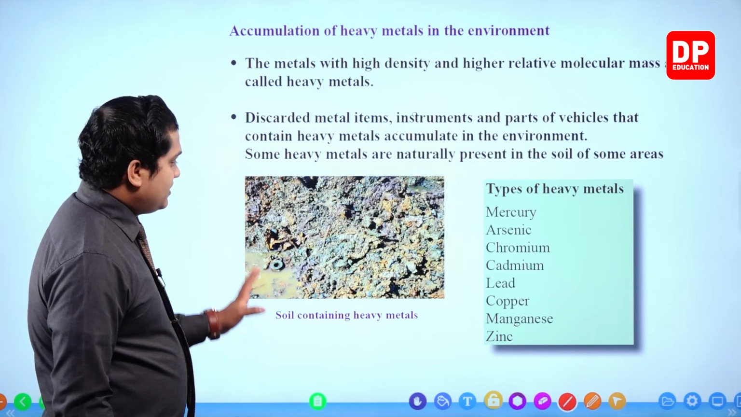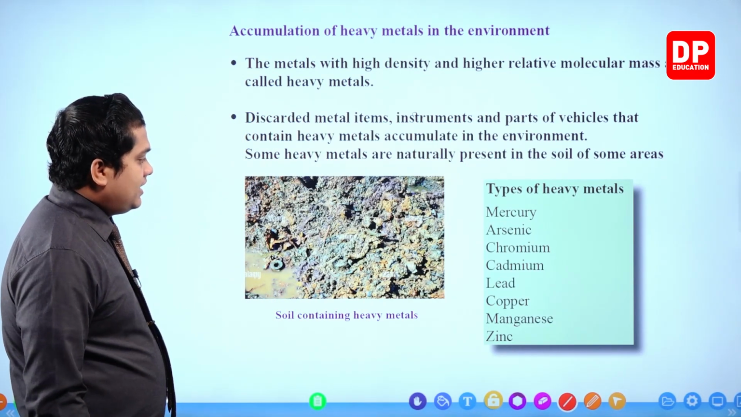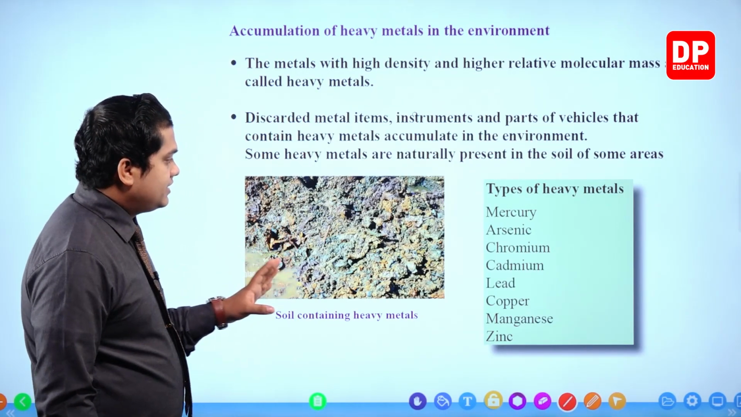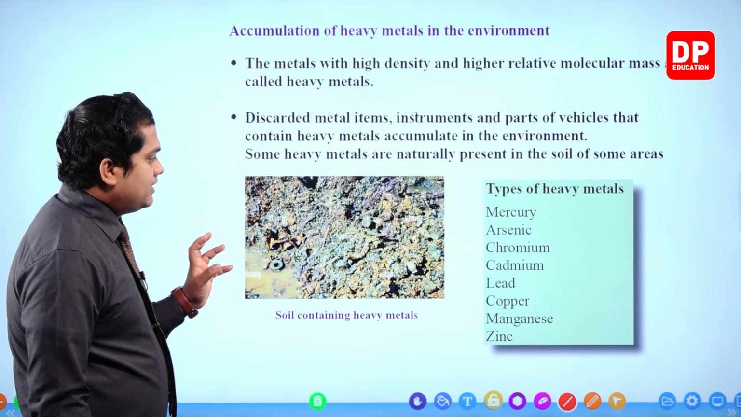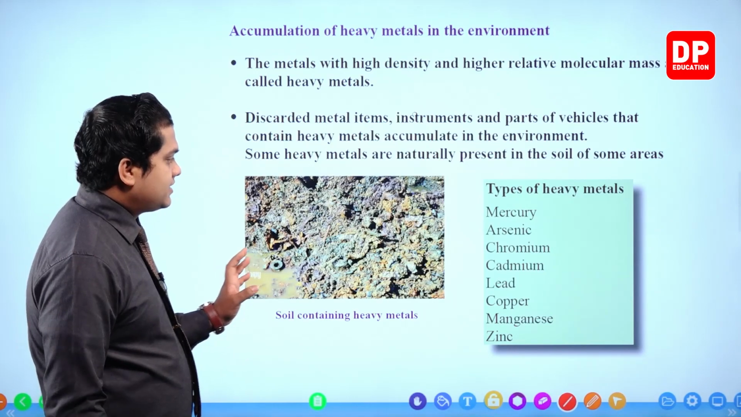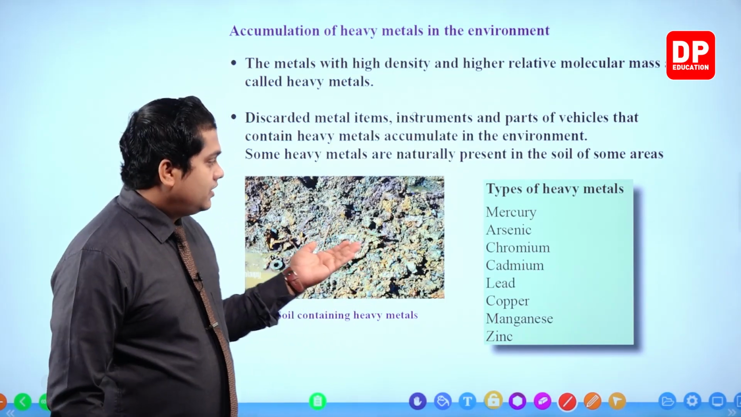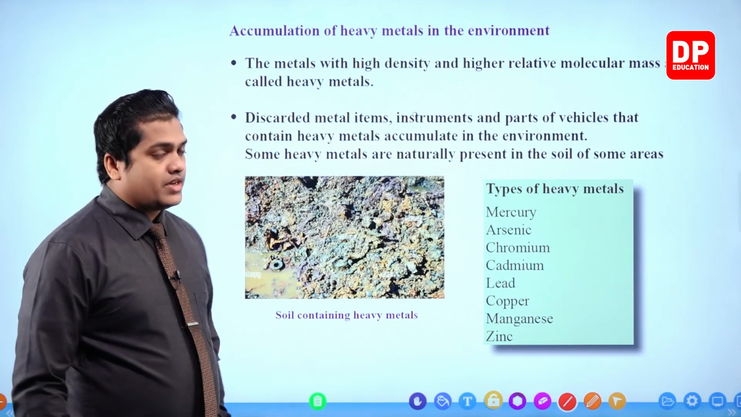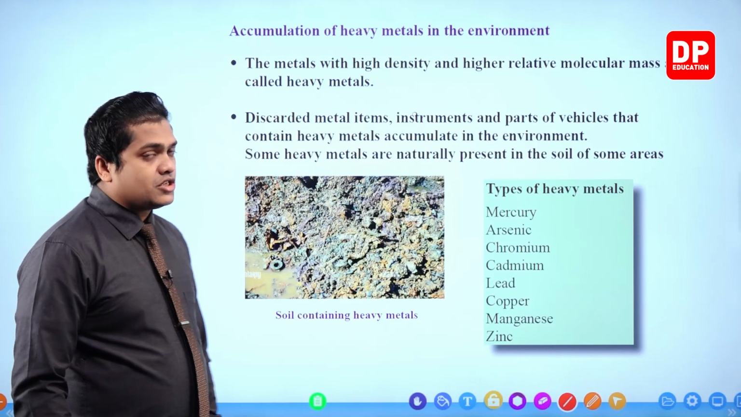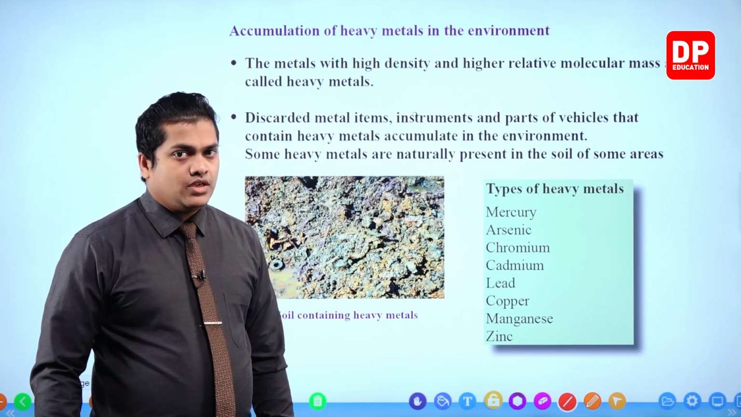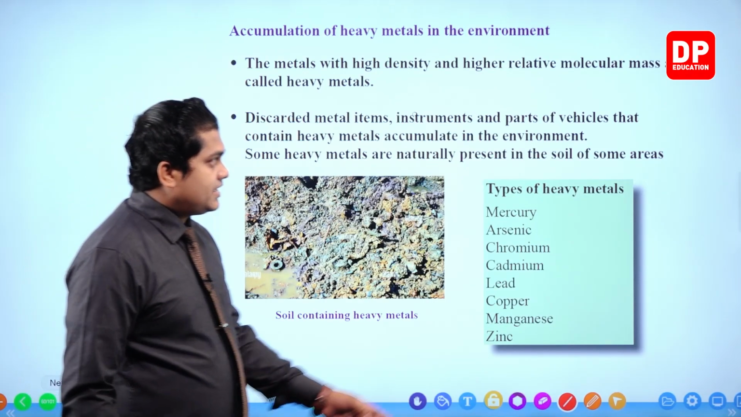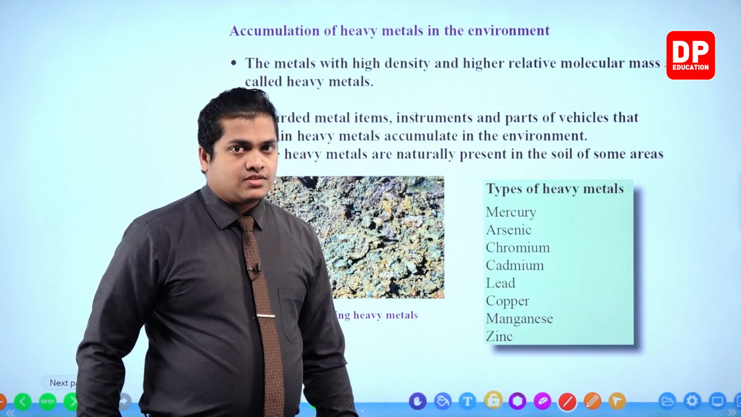So as you can see within the figure, soil containing heavy metals is given. You can directly observe the color is very different. The color is like rust, the color of iron rust. See, it has the brownish yellow color, iron rust nature. It's because this soil contains a large amount of heavy metals, my dear children. Okay, so this is the soil containing heavy metals. These are the examples for different kinds of heavy metals.